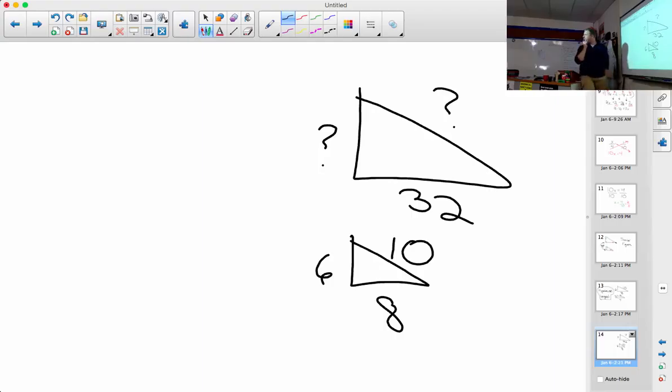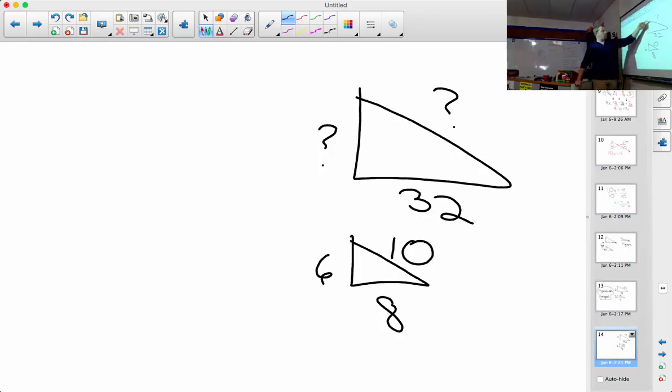Can you figure it out? Wait, did you say that all have to be times the same thing? Yes. Yep, they all have to be times the same thing. So the question is, if I'm going from 8 to 32, then what would this side and this side be? Gabby? Okay, that's fine. 32 divided by 8 is what? 4. Okay, you're right, it is 4.